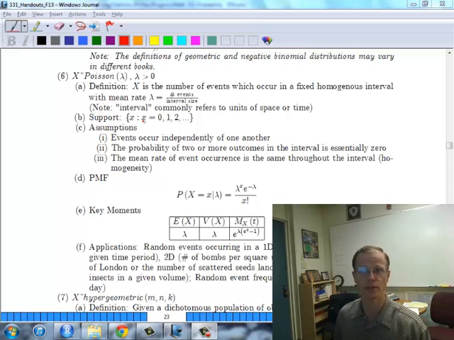And the support is x equals 0, 1, 2, and so on. Notice that it's an infinite support. This does differ from the binomial probability distribution, and I'm going to try to sketch that out a bit.